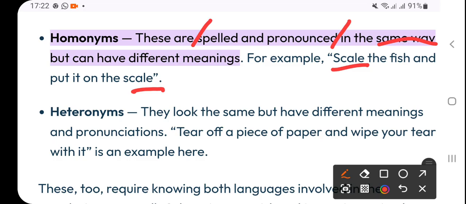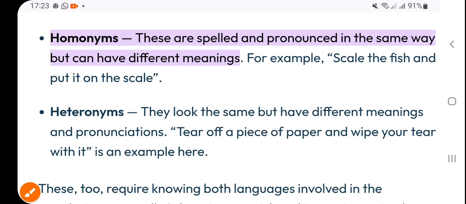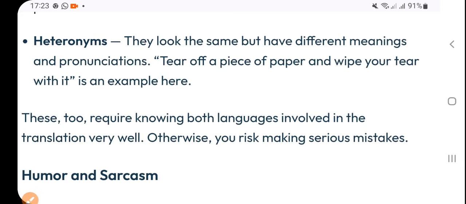So scale the fish means, suppose this is the fish, right? And this is the scale. You have to find out: scale the fish and put it on the scale, when we weigh, right? So scale the fish means clean the fish and then put it on the scale, right? Okay, now heteronyms.